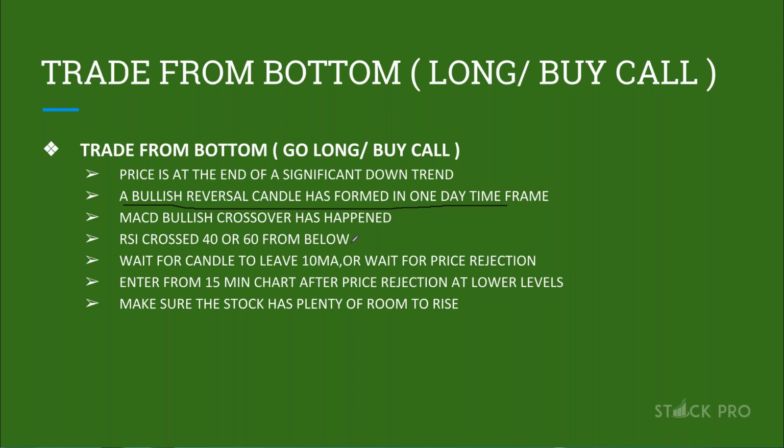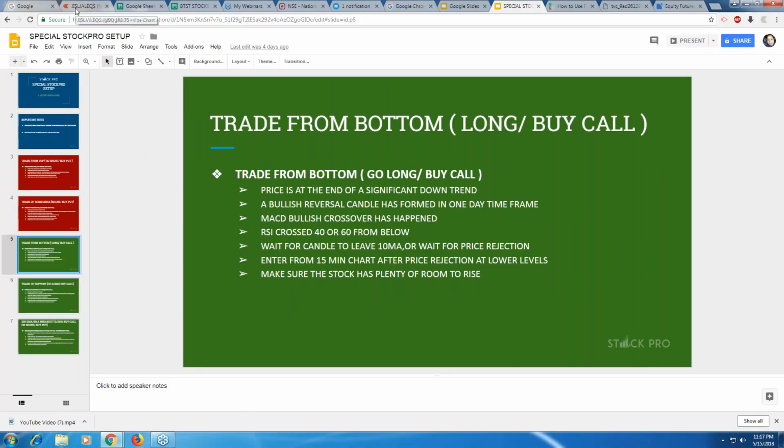MACD should have a bullish cross. MACD's bullish crossover must have happened. RSI should go from 40 above, or it should go above 60 from below. Wait for the candles to leave the 10 moving average and wait for price rejection at the lower levels. Enter from the 15 minute candle and make sure the stock has plenty of room to go up, right? So now we can check some stocks and figure out what could have been our possible entries.